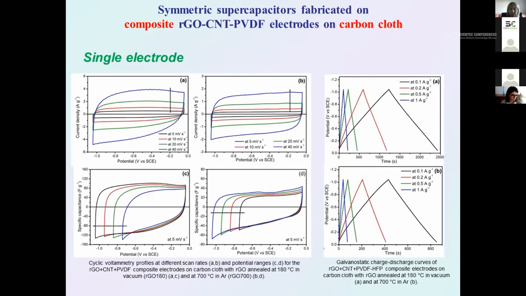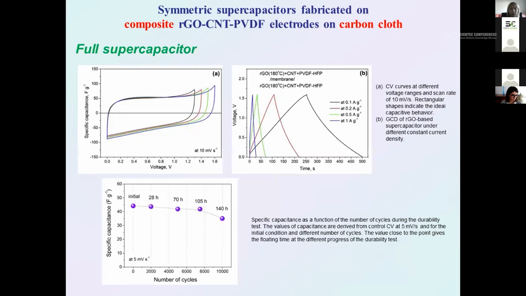So we check single electrode also by CV, cyclic voltammetry, and you can see here almost ideal rectangular behavior in both cases, lower temperature and higher temperature, increasing with increasing of potential range. And galvanostatic charge curves also show us triangular behavior. So it means that we have ideal electric double layer capacitors.